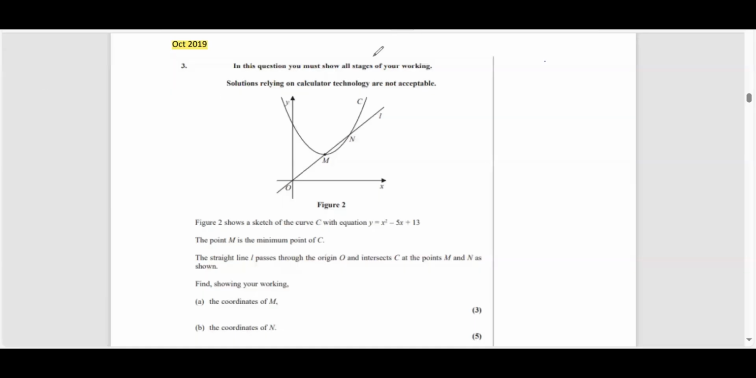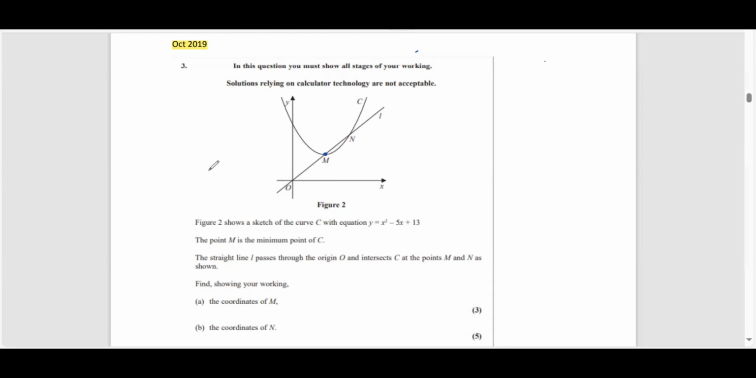Hi, this is another question from October 2019. Figure 2 shows a sketch of the curve C with equation y equals x squared minus 5x plus 13. The point M is the minimum point of C. You can see the point M here. The straight line L passes through the origin and intersects C at two points, that is M and N. Find out the coordinates of M.